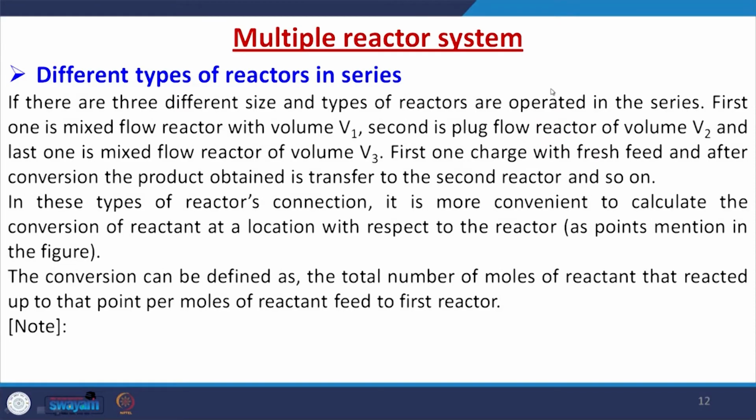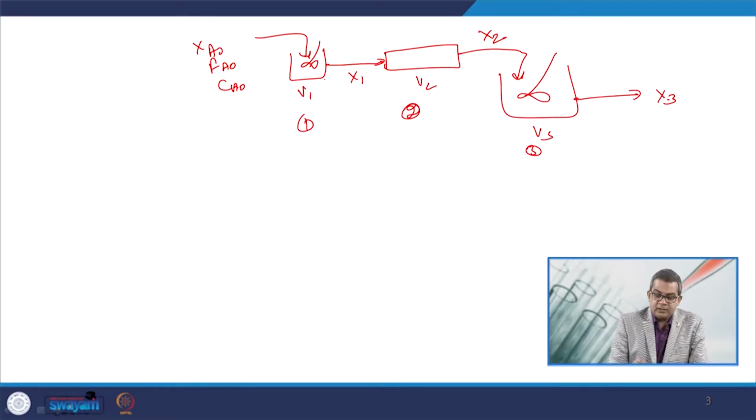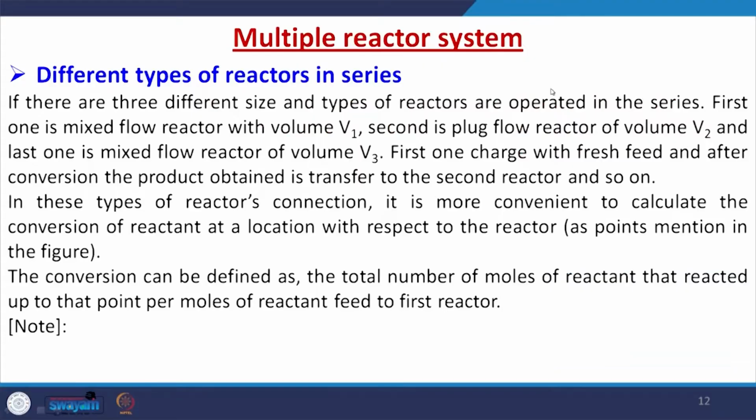So the 1, 2 and 3 systems are in series. The first one is the mixed flow reactor with volume V1, the second is the plug flow reactor with volume V2, and the last one is again a mixed flow reactor with volume V3. The first reactor is charged with the fresh feed, then the product stream is the inlet of this PFR, and the outlet of this PFR is the inlet line of this MFR.